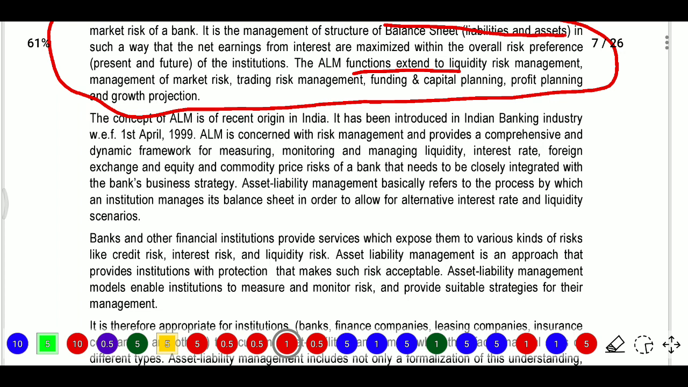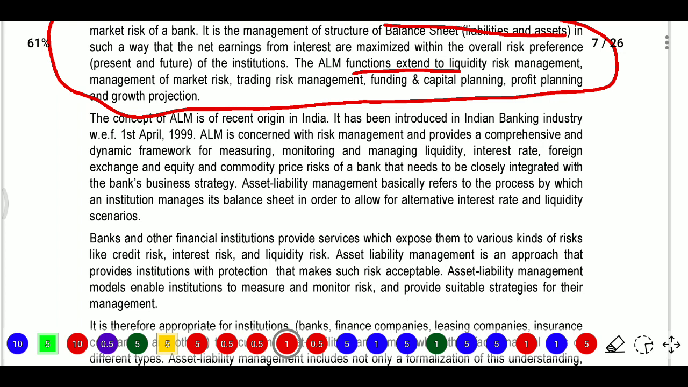The ALM concept was introduced from 1st April 2019.